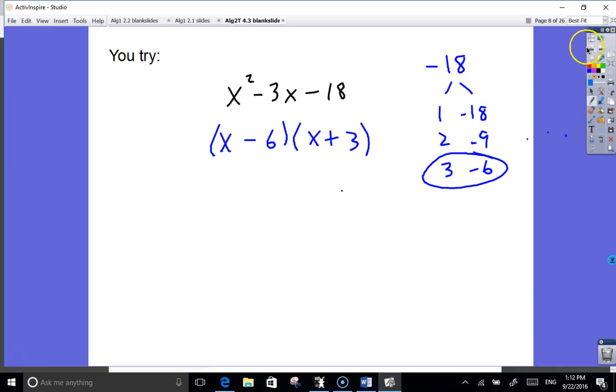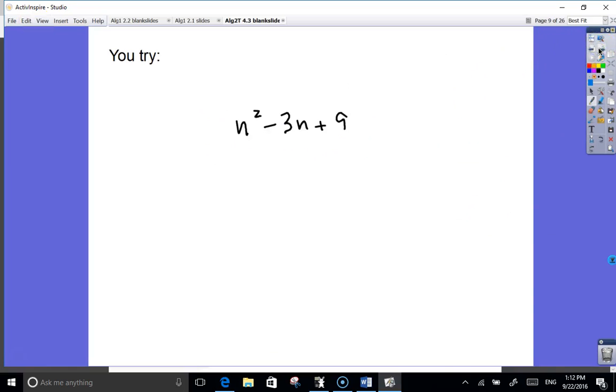Done. See if I got another in there. Try this one.